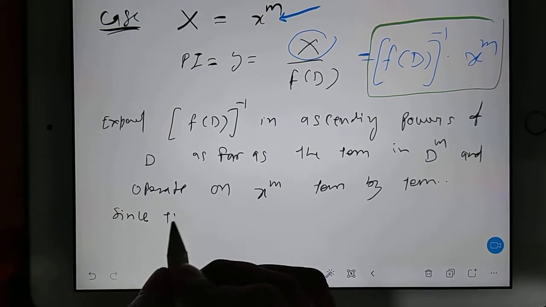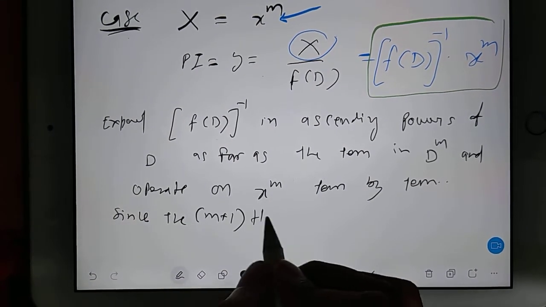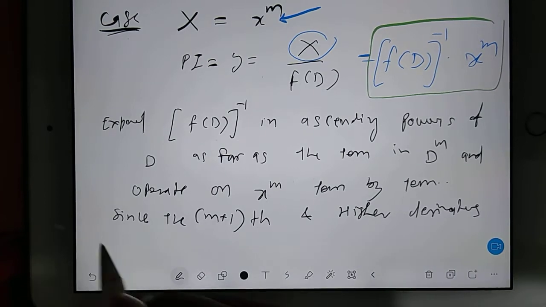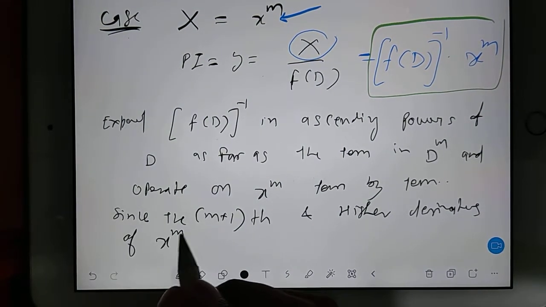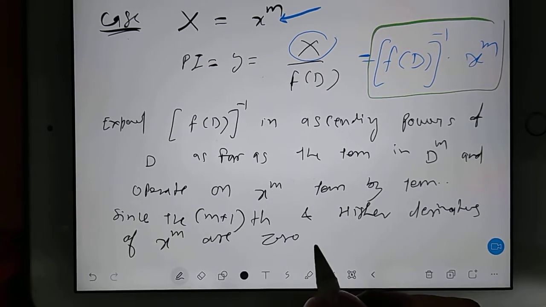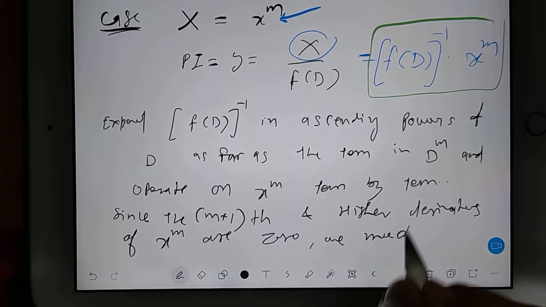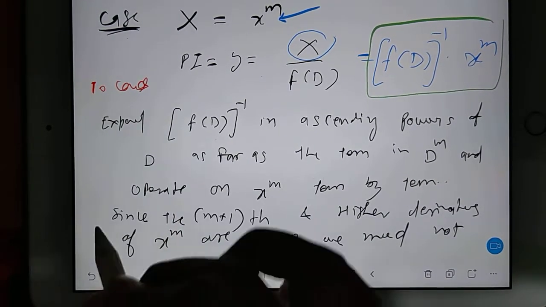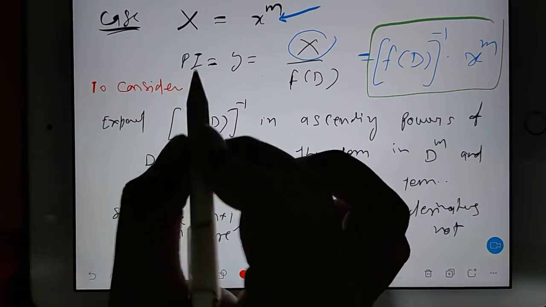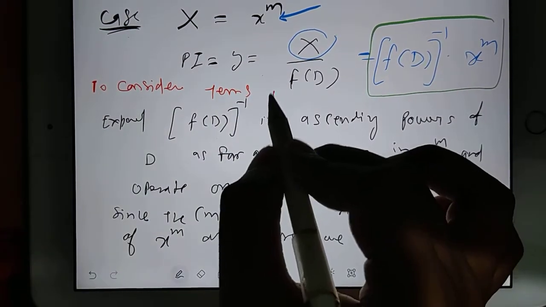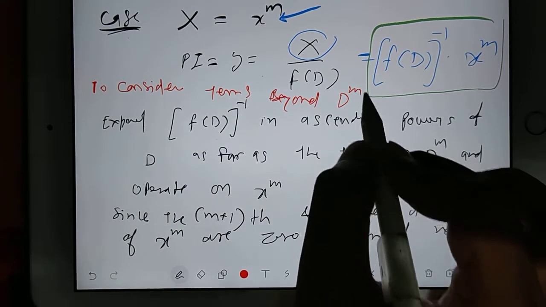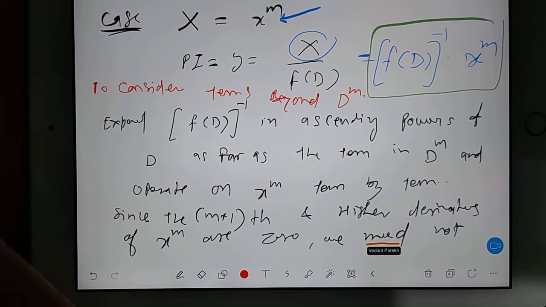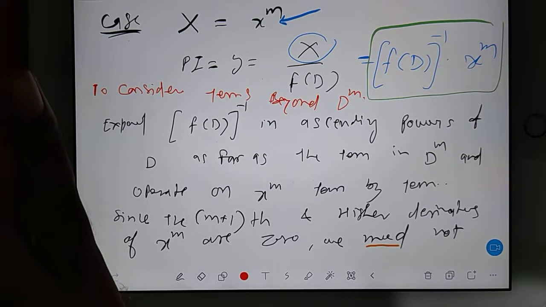Since the (m+1)th and higher derivatives of x power m are 0, we need not consider terms beyond D power m. Okay, how to work out with this theory? I will explain in one example. That is a very, very good example.